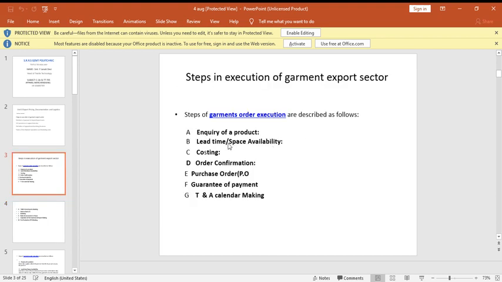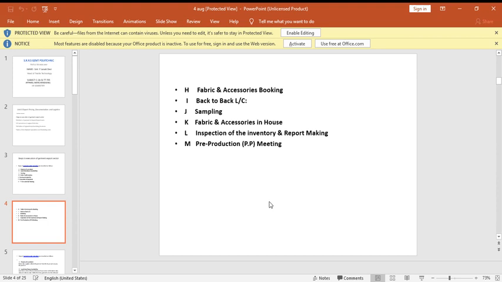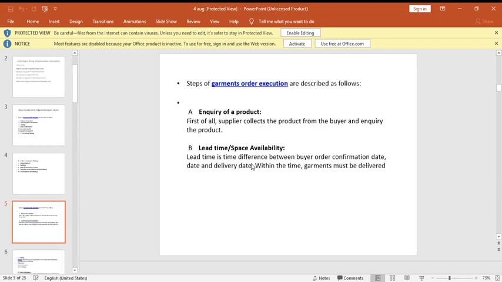So how many are there? Inquiry for product, lead time or space availability, costing, order confirmation, purchase order, guarantee of payment, T and A calendar making, fabric and accessories booking, back-to-back L/C, sampling, fabric and accessories in-house, inspection of the inventory and report making, pre-production PP meeting, etc. In detail, we are going to know what each of these is.